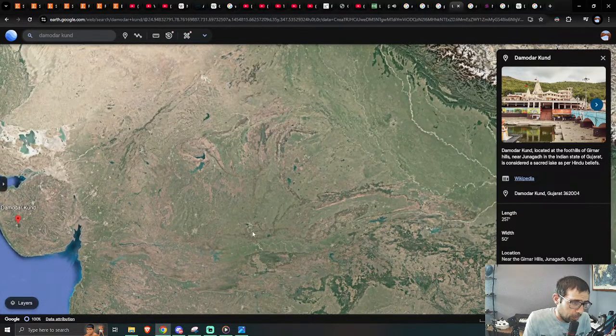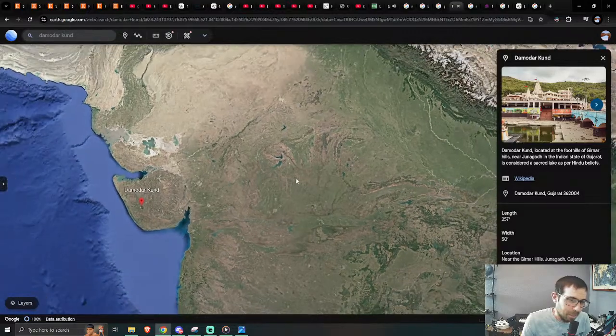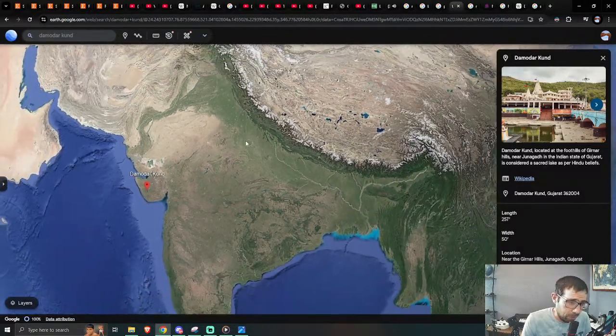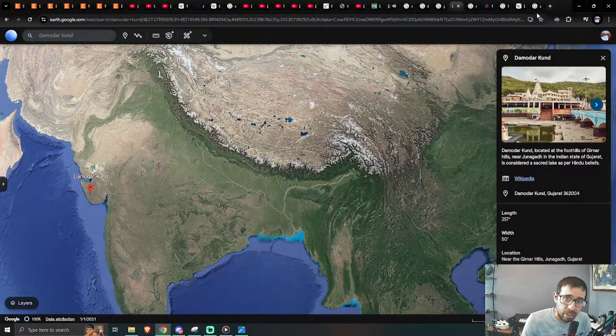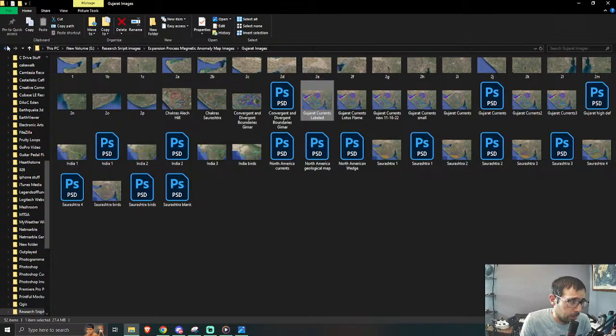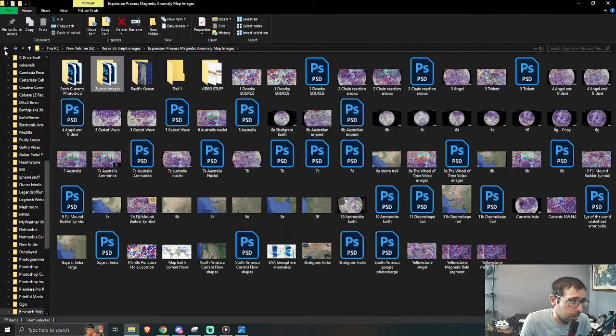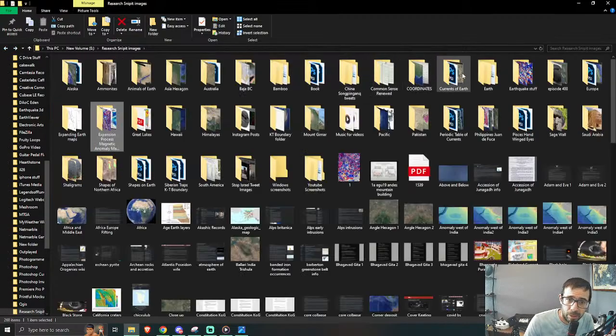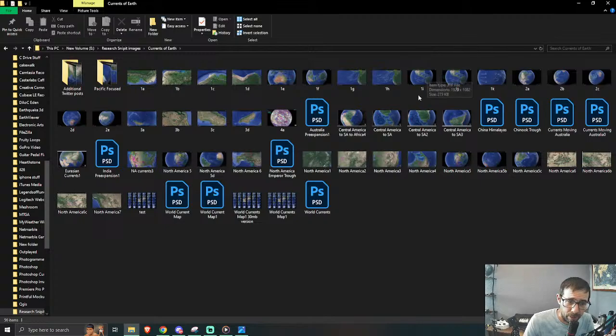I love this. Oh my god. There's so much stuff though. So then Hudson Bay. I was trying to find those North America maps. I think if I go currents of Earth, yes, this one. North America.